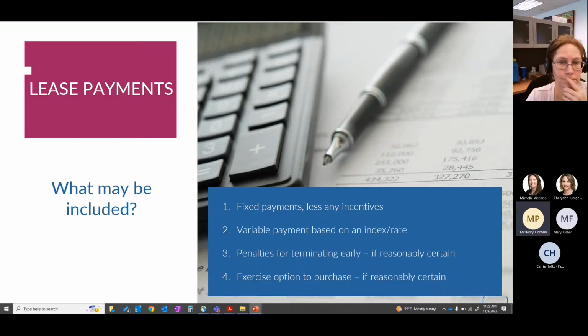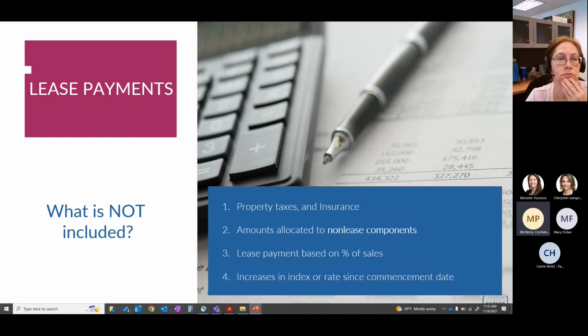If you have a variable payment based on the index rate, and then how does that index rate change? Any penalties for terminating early, and that is only going to be considered if it's reasonably certain that you are going to terminate early. So there's kind of twofold right there. And then your exercise option to purchase, if you're reasonably certain that you are going to exercise that option to purchase. So all of those are considered in that lease payment.